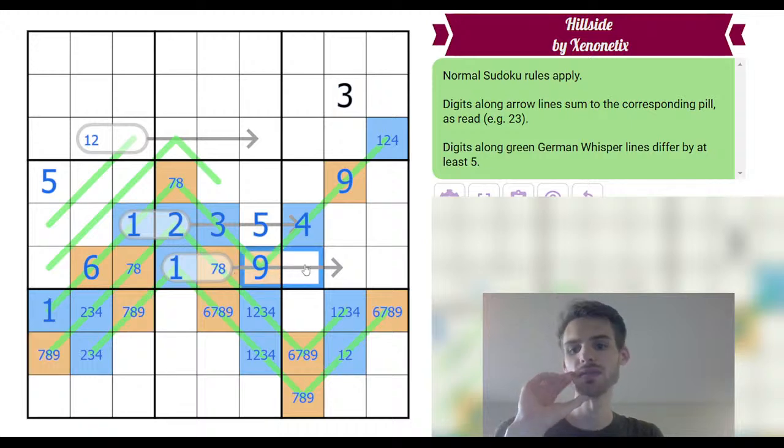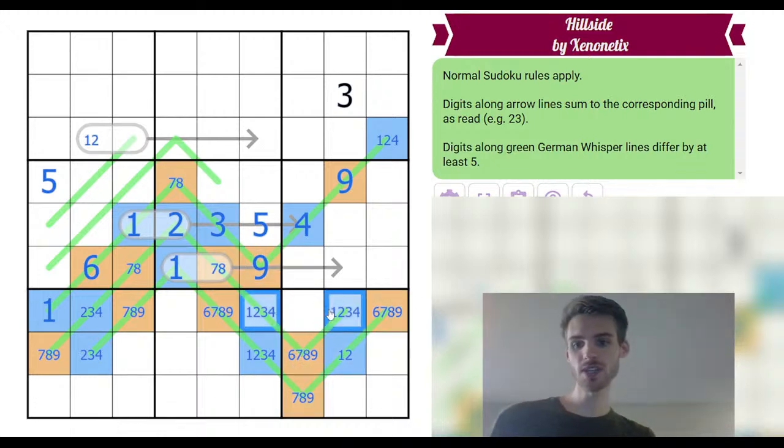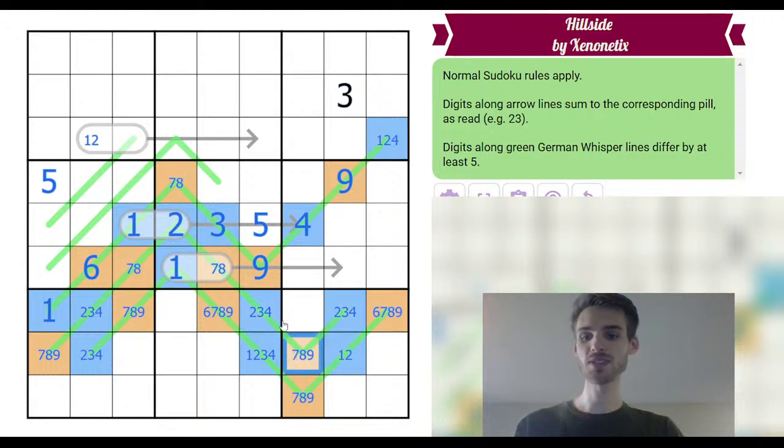Oh yeah, it could be 18. I don't know why I was thinking this is 10 already. I have no explanation. Okay, so what we are looking at now is this cell, which cannot be 6 for multiple reasons. 1, because these are in the same row, and 2, because there's a 1 looking at these cells.